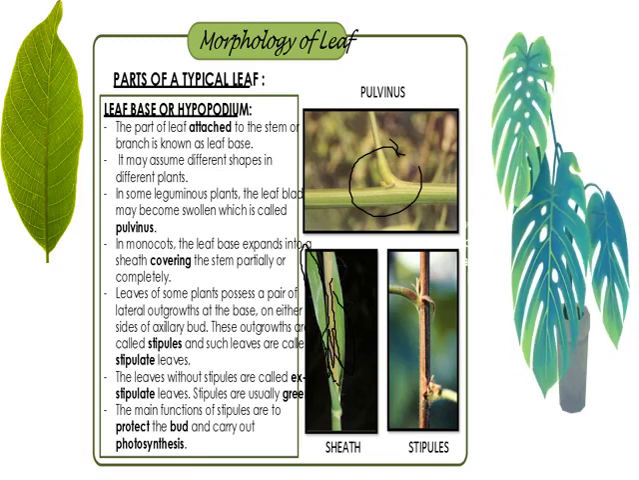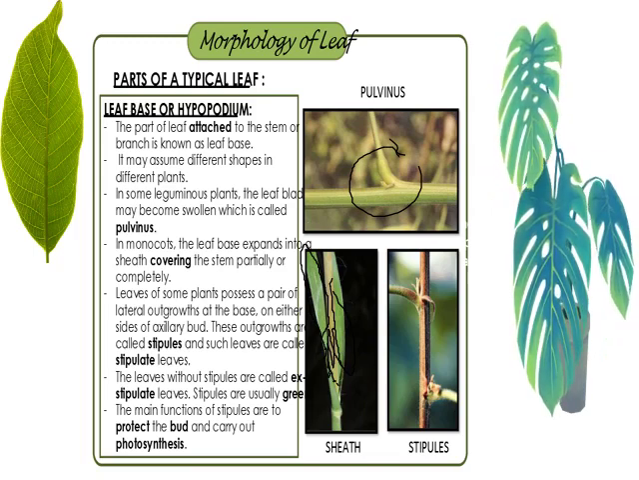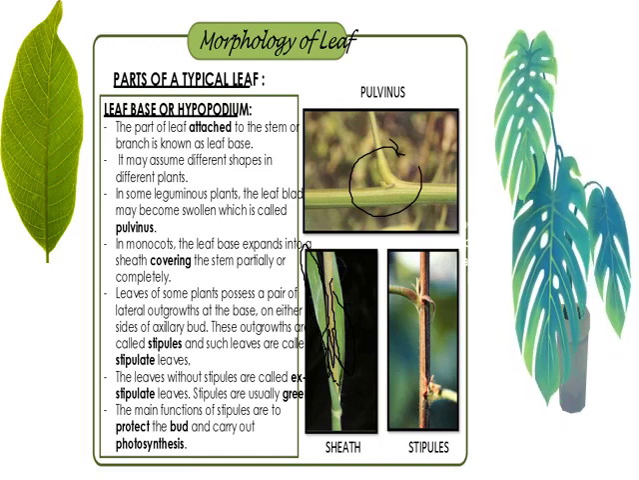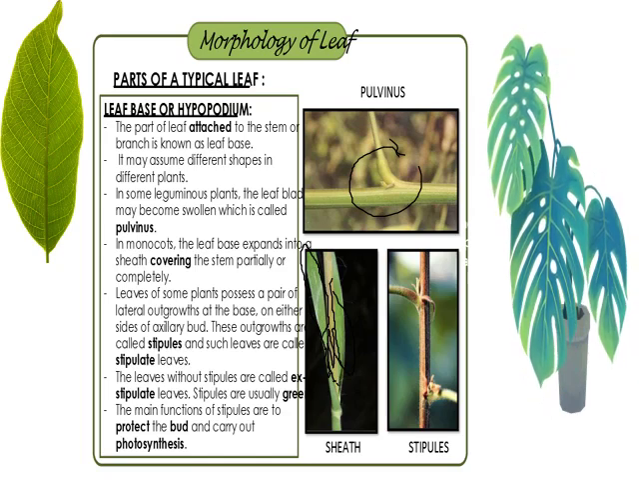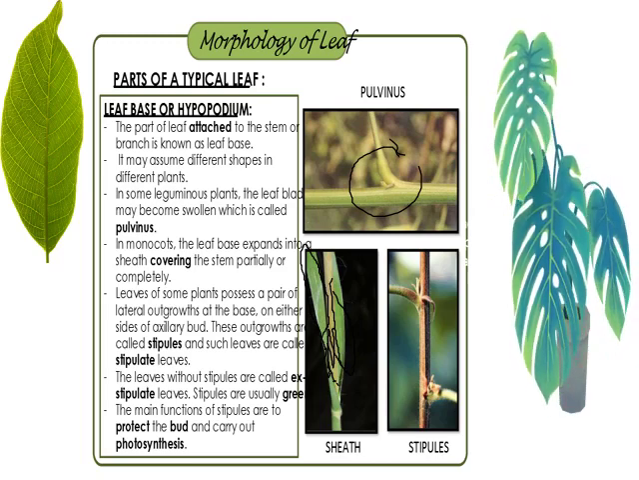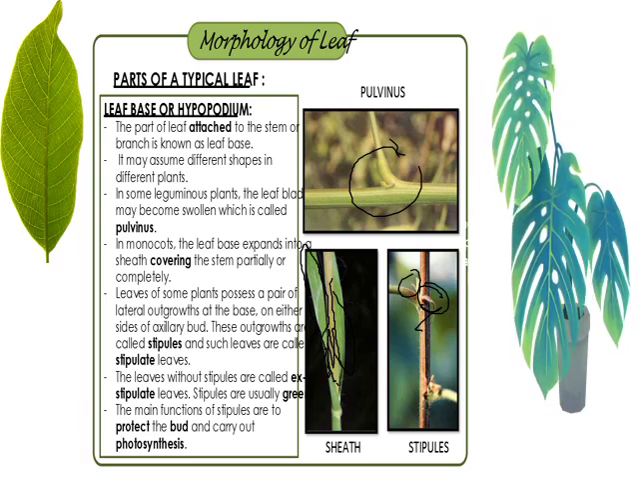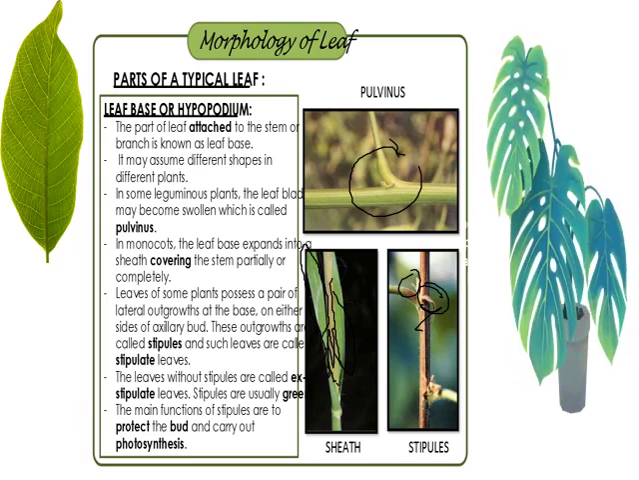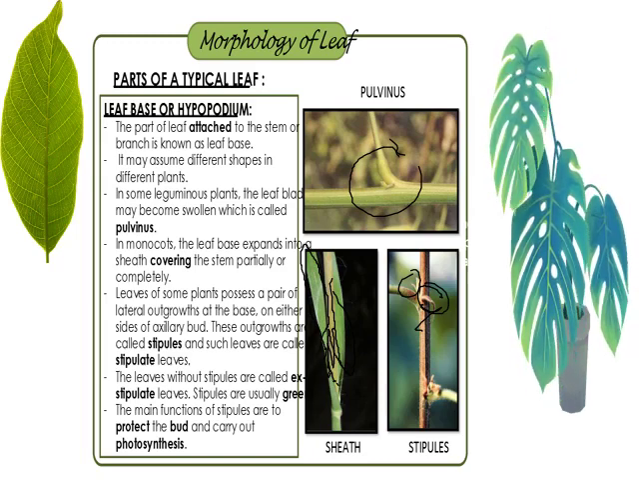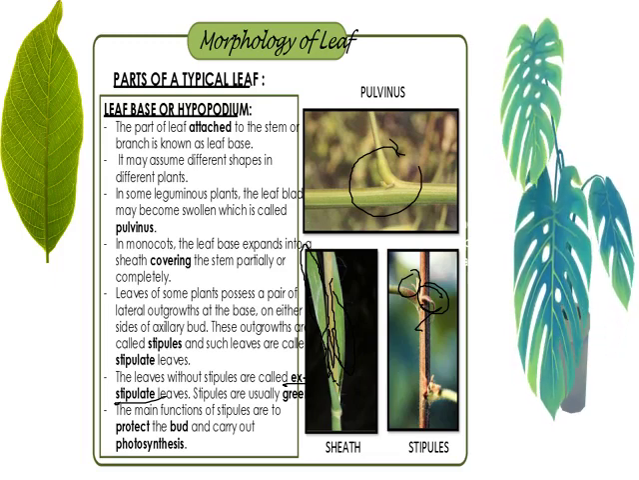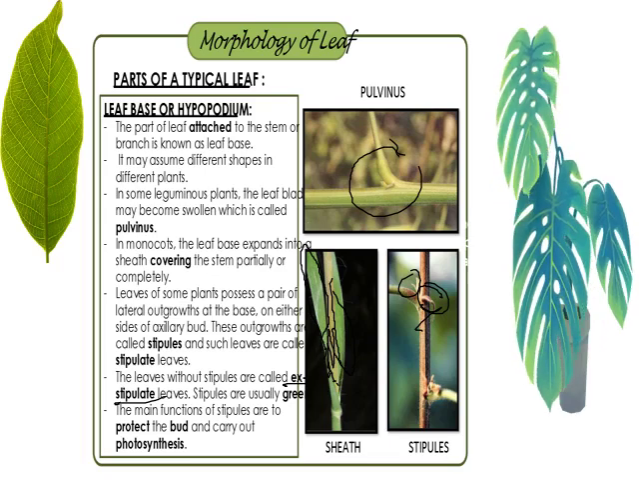Leaves of some plants possess a pair of lateral outgrowths at the base, on either side of the axillary bud. These outgrowths are called stipules, and such leaves are called stipulate leaves. Leaves without stipules are called exstipulate, and stipules are usually green. The main functions of stipules are to protect the bud and carry out photosynthesis.